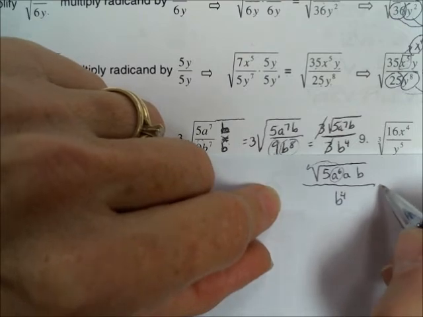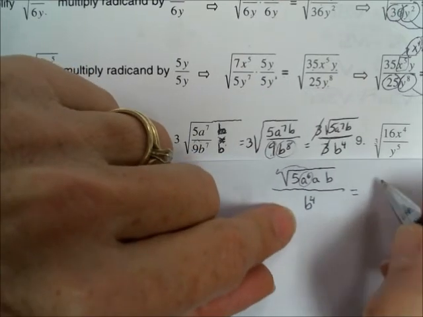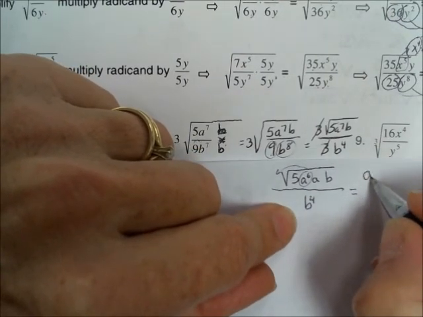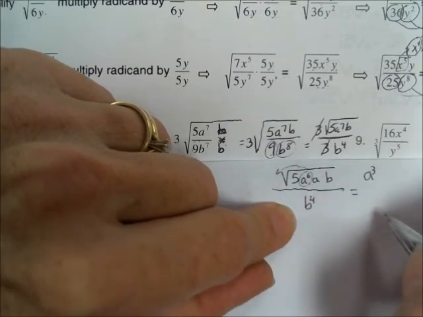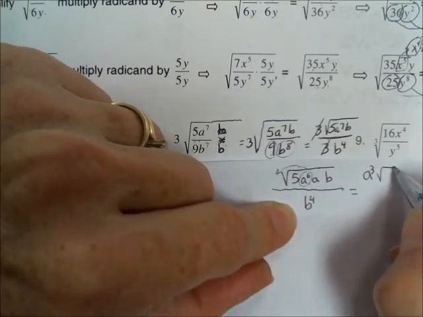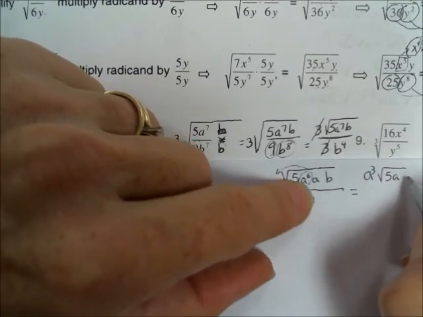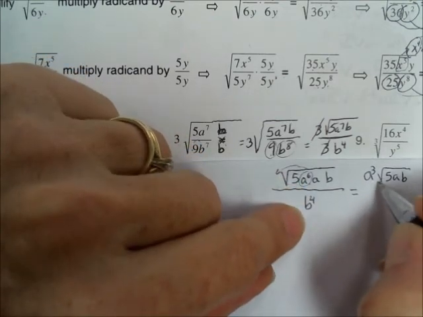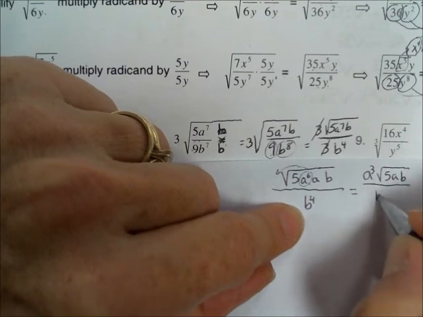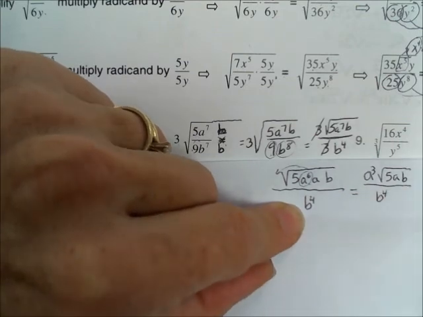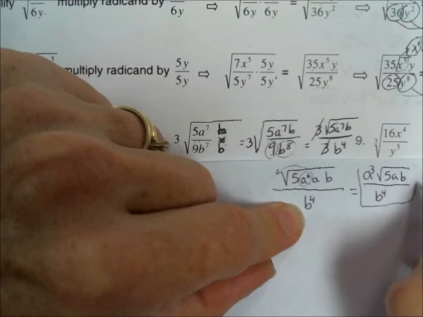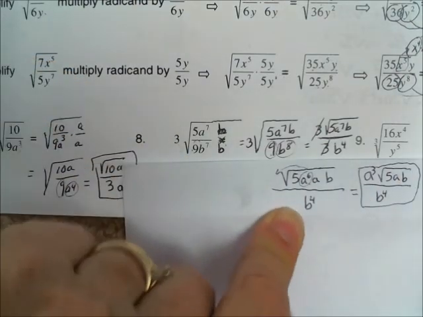So the final answer of this one is equal to a to the 3rd on the outside. On the inside of this radical, you have a 5 and an a and a b that I haven't circled, and then on the denominator we have a b to the 4th, which is not in the radical. So that is the final simplified answer for number 8.